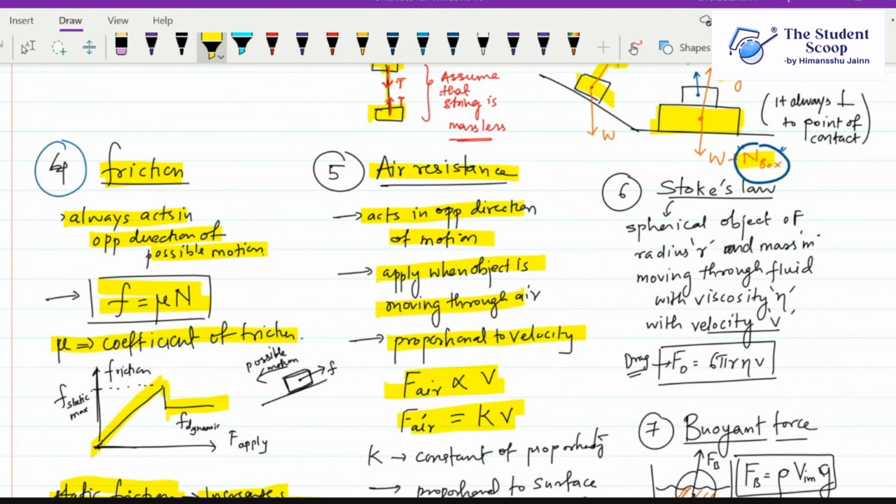But this relationship is not given in the data book. It is not true in every case. Sometimes it can be F is directly proportional to v squared also. So this is just an example where k is just some proportionality constant. It does not have any particular value.